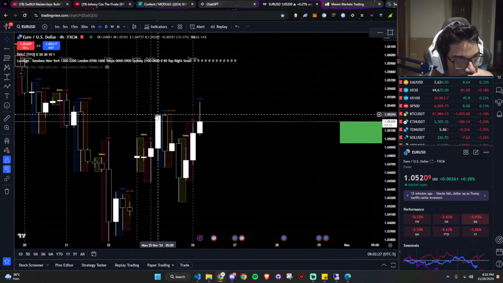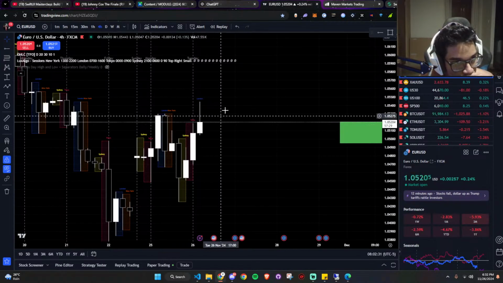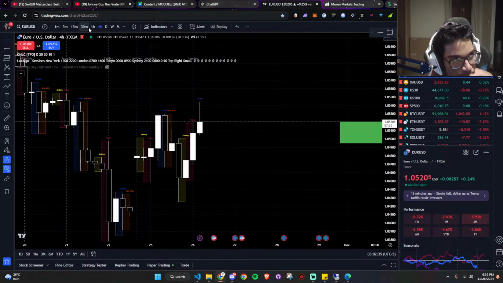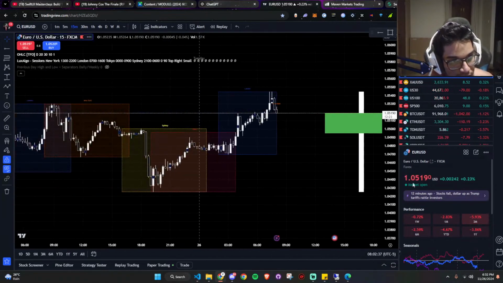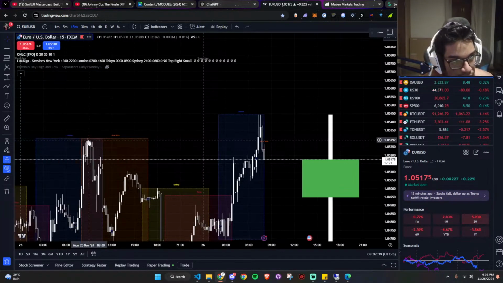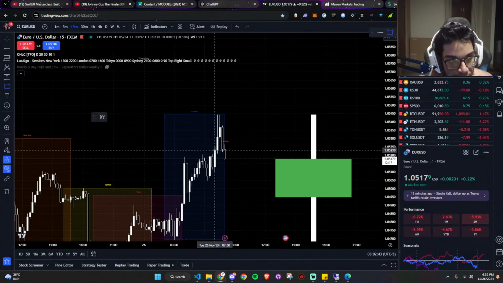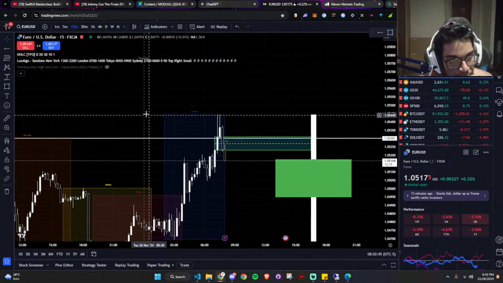Seems like it's rejecting this price level. Yeah, it's rejecting this price level, which means there's a likelihood that it would go and take this. There's no confirmation though. There is no confirmation. Inverse fair value gap, close below.